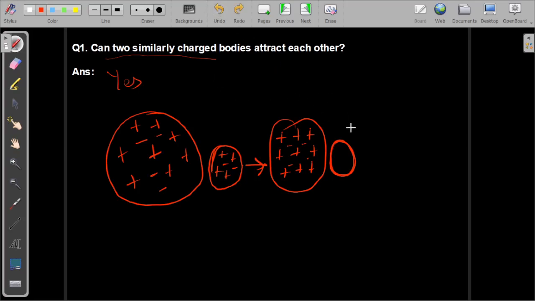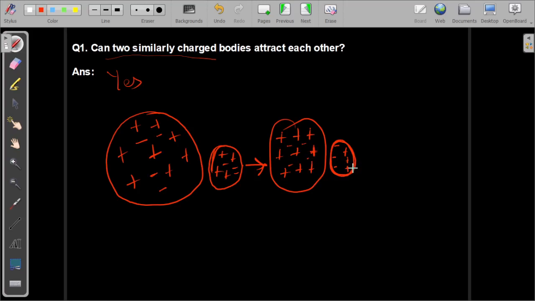Charges, negative charges will be induced on this side. That means, how many negative charges are there here? Two negative charges. Suppose three negative charges. Then what will happen? Negative charges will be induced on this side and positive charges will be repelled by these charges.